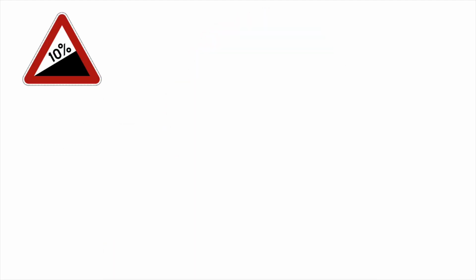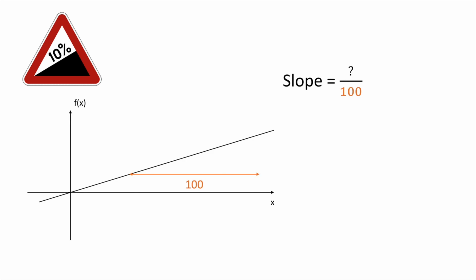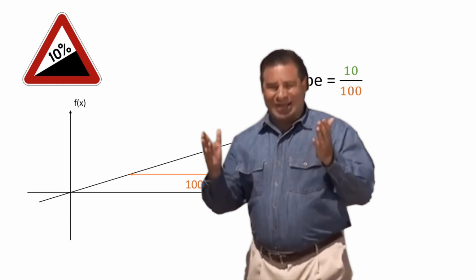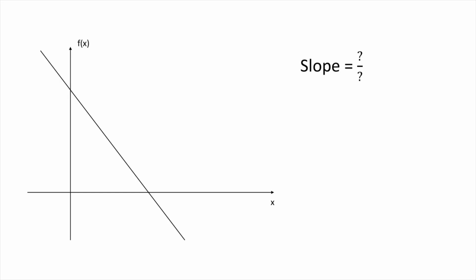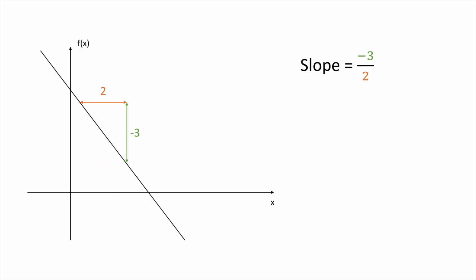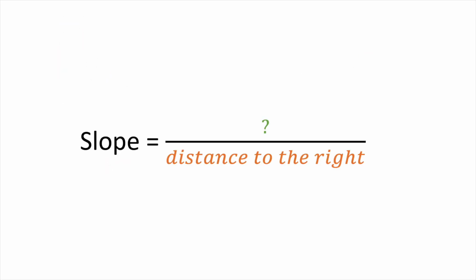If we have a 10% slope, it means that by traveling 100 meters to the right, we climb 10 meters. It is also possible to have negative slope, if going to the right, we descend. So we can say that the slope of a line is the distance up divided by the distance to the right.